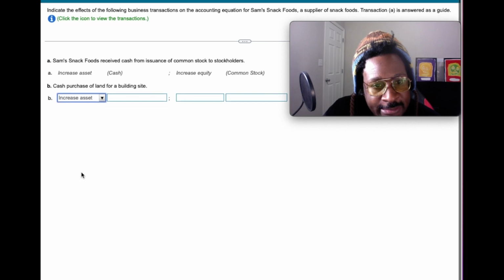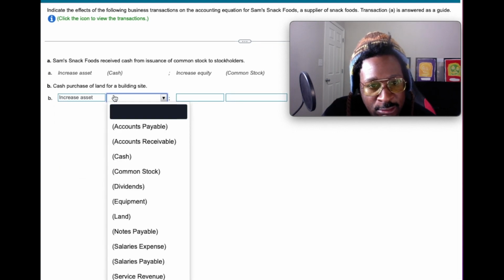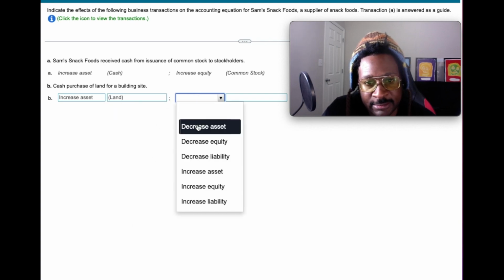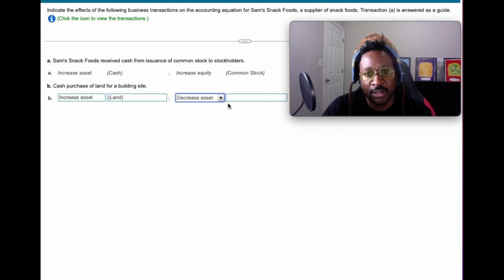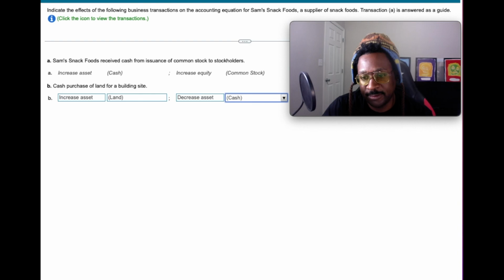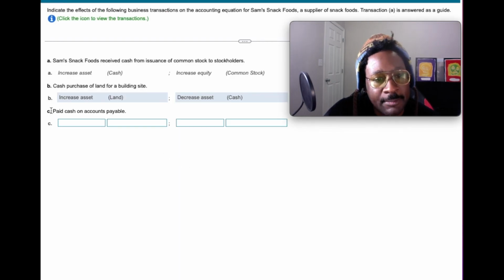So one asset is going up, and the asset that's going up is the land, and assets are also going down. Under what account? Cash. Let's see what we have. Yep, good. Moving on. Paid cash on accounts payable.